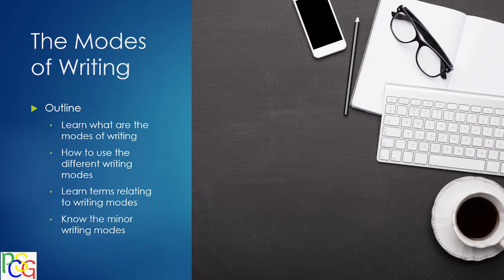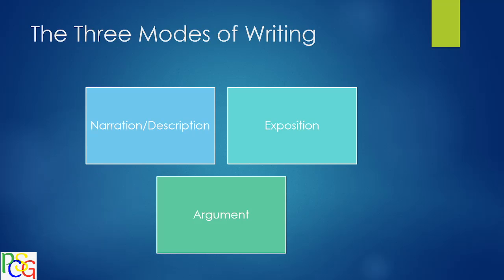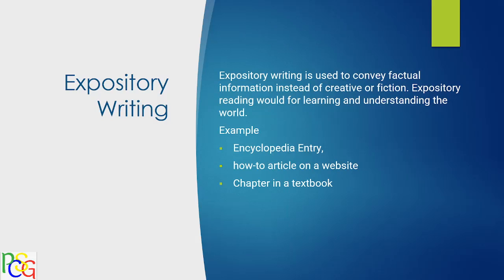And here we go. So the three modes of writing, and all of them have different parts, but we're going to start with argumentative. But the three modes are narrative and descriptive, expository or exposition, and argument. Actually, we're going to start with exposition.